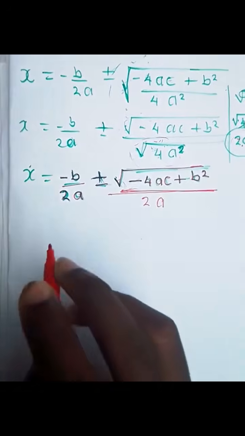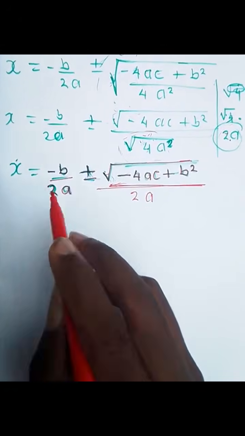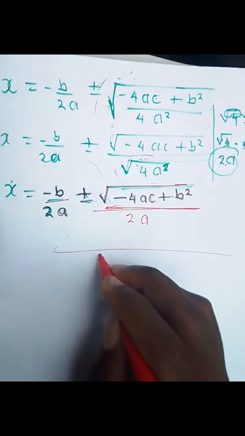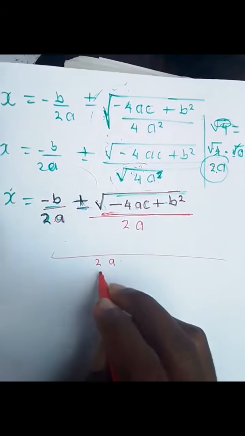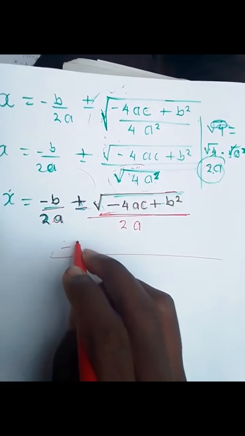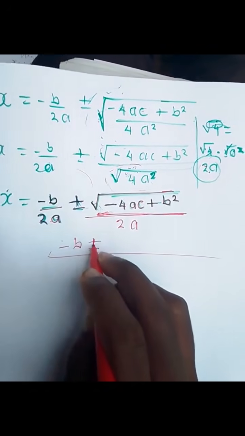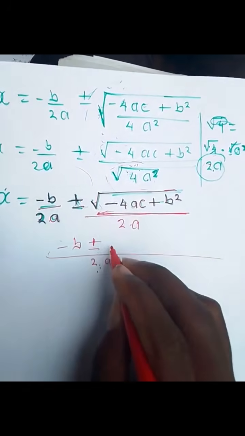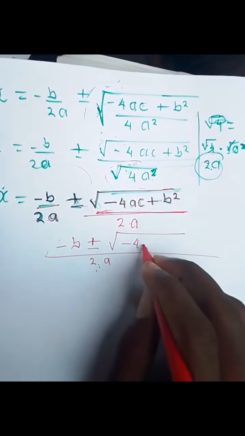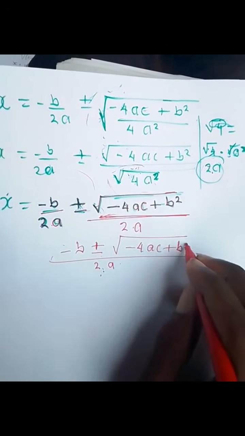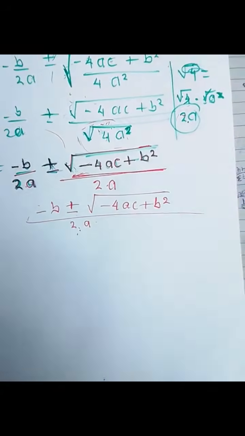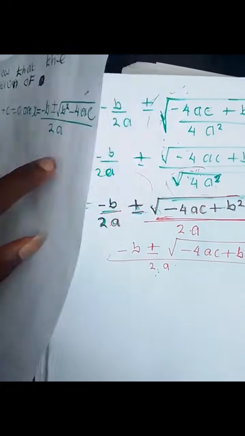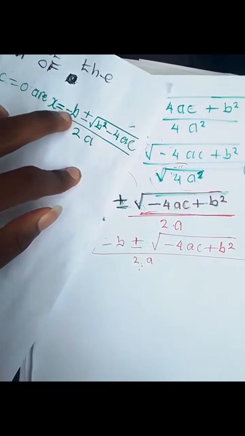Now I'll make this a single fraction over 2a. So 2a into this one is just 1. 1 times negative b is negative b, plus or minus. This into this is 1, and 1 times the whole thing on the numerator brings us the whole thing on the numerator. So now, have we reached it? Let's go back to the original question. They want us to end up with something looking like this. We are almost there, right?